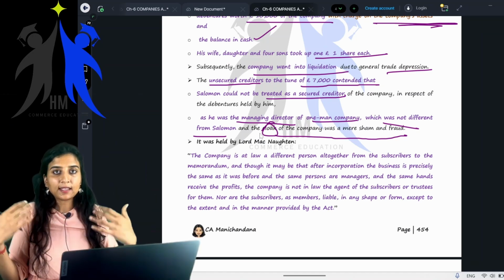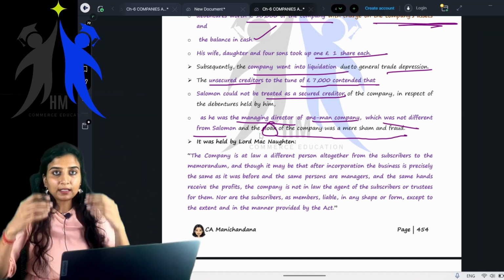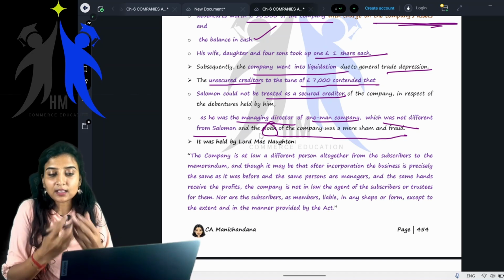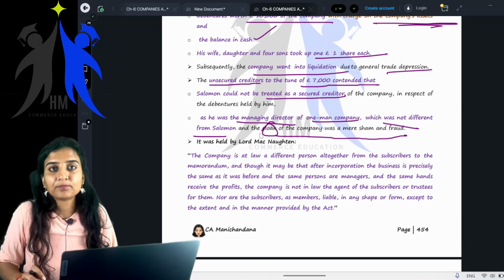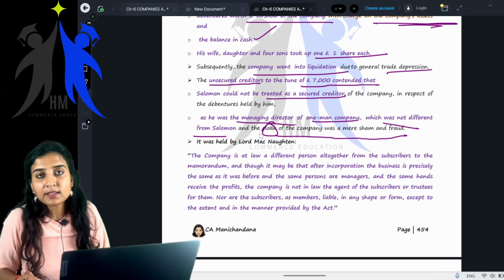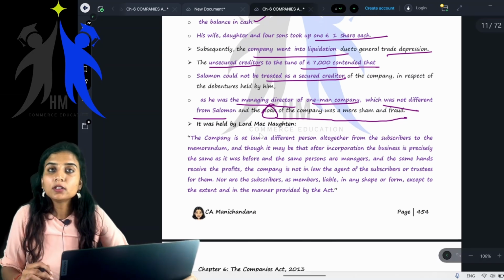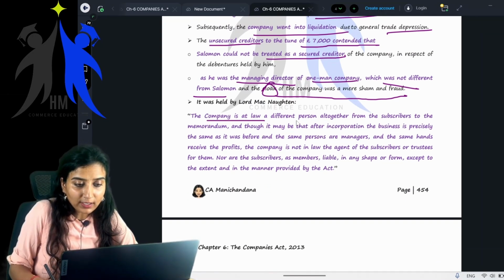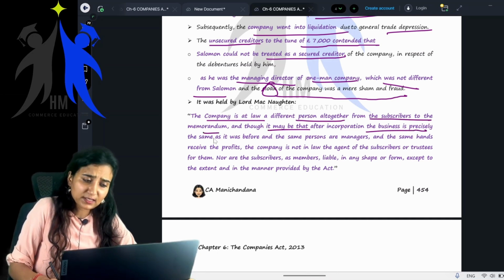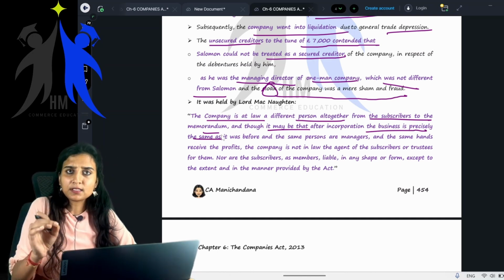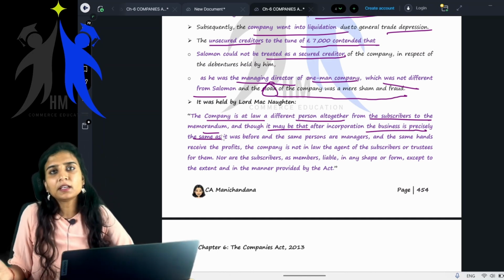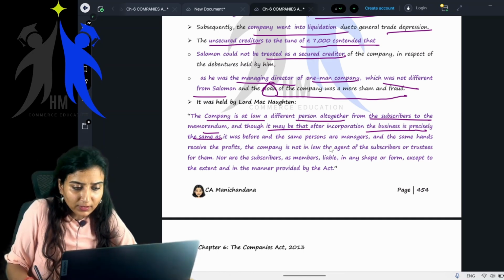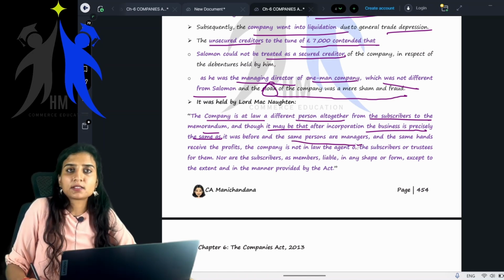So whatever he is telling, he has created a company that is nothing but fraud. So please don't treat him as a secured creditor, is what they're trying to tell. Now, it was held that the company is at law a different person altogether from the subscribers to the memorandum, and though it may be that after incorporation the business is precisely the same, business is the same even before and after incorporation, and the same persons are managers.